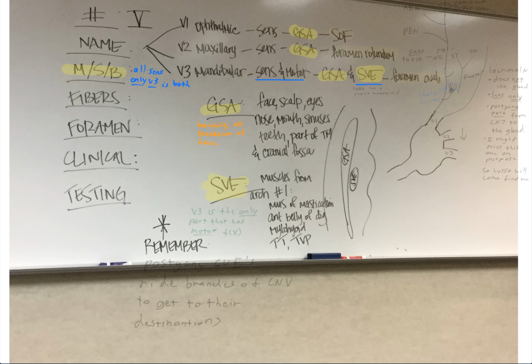The only part of cranial nerve 5 that does motor is V3. Only that part. Okay? Do not miss a question because you don't understand that. The only motor deficit you'll have is if you lose V3. Otherwise, it's just a sensory deficit. Okay?